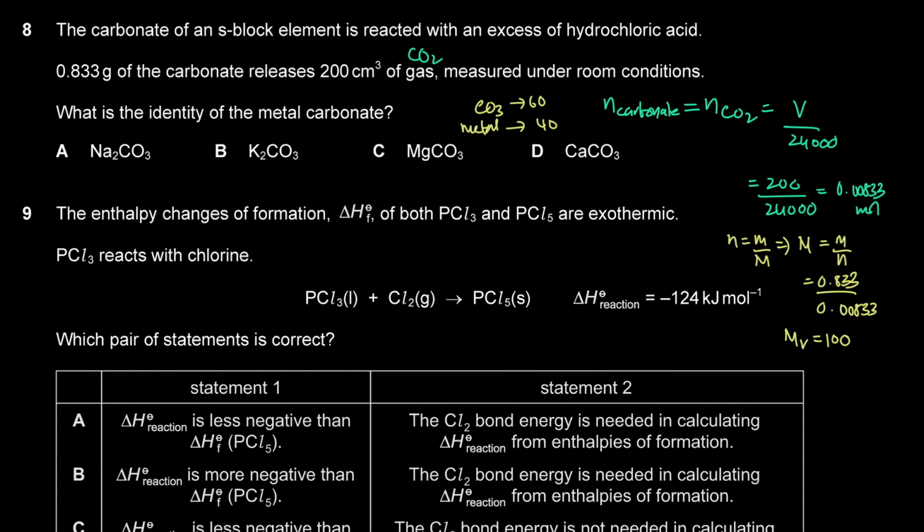carbonate. So over here, we know that the relative atomic mass of calcium is 40.1. So that's the answer. Okay, the answer is calcium carbonate. Calcium is 40.1 plus carbonate is 60. So we get an MR of 100.1.